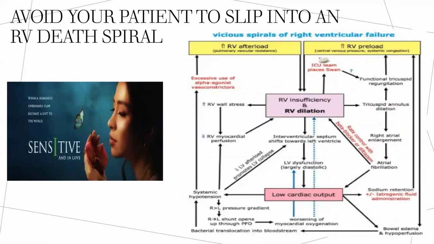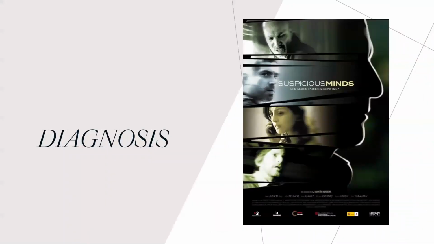Finally, the last spiral of death is bowel ischemia or bowel hypoperfusion. This leads to bacterial translocation, and bacterial translocation leads to systemic hypotension, and systemic hypotension mandates giving vasopressors, and this leads to more RV dysfunction. So our role in intensive care is to avoid the patient slipping into this spiral of death.